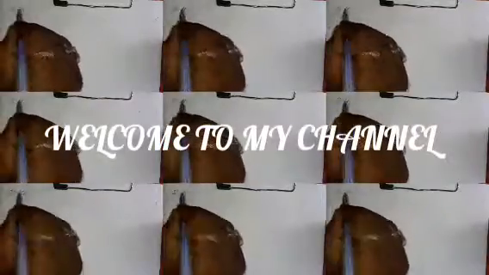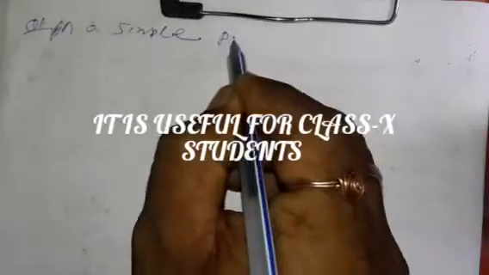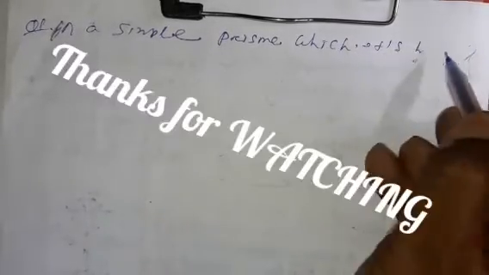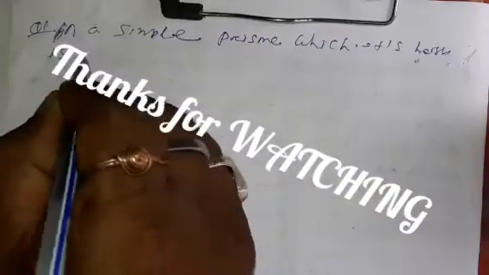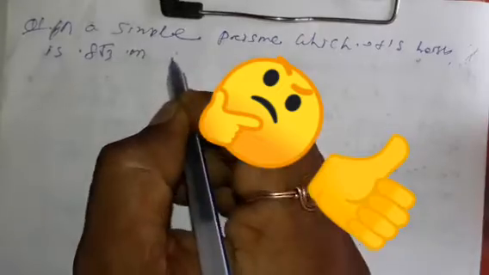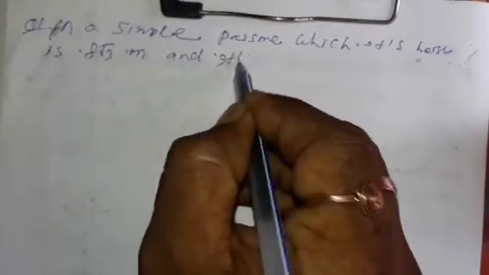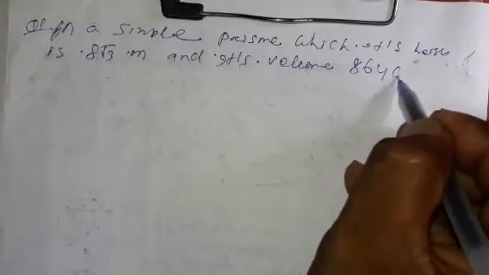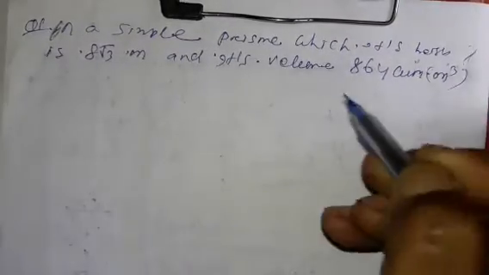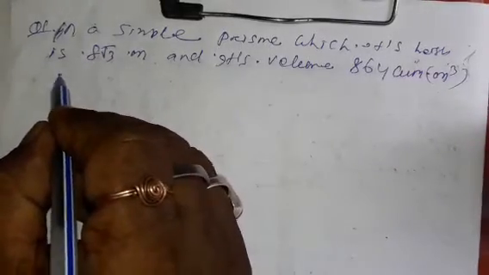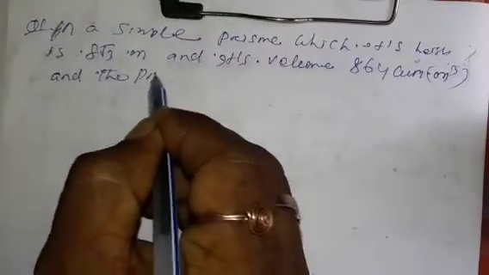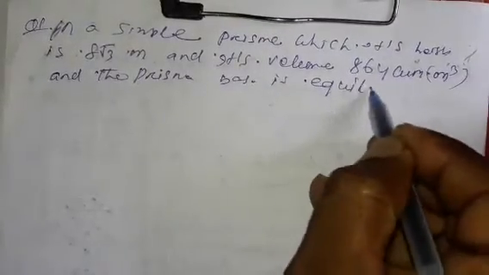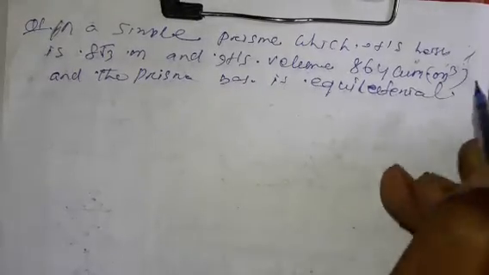In question number 1, in a simple prism, the height is 8√3 meter and its volume is 864 cubic meter, and the prism base is an equilateral triangle.